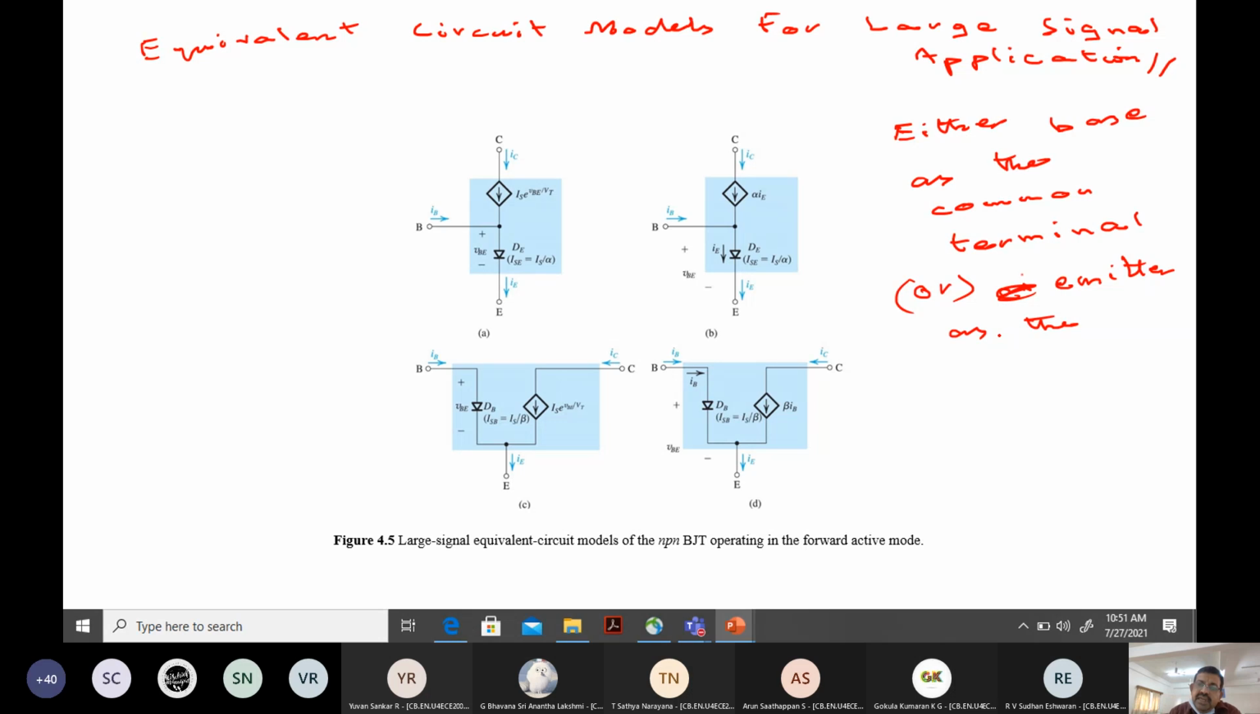So beta is defined as IC by IB, so the input current is IB. Alpha, which is the common base gain, we defined as IC by IE, so the input current is the emitter current. So you have to understand that you can have the circuit connections of a transistor either as common base or common emitter. So either base as the common terminal or emitter as the common terminal.